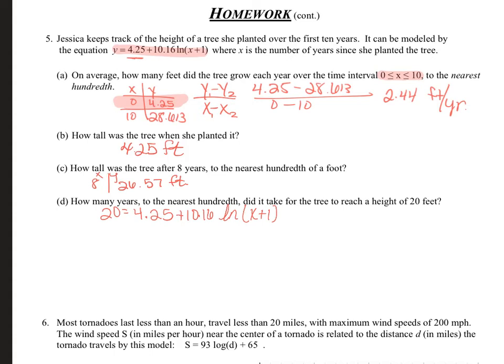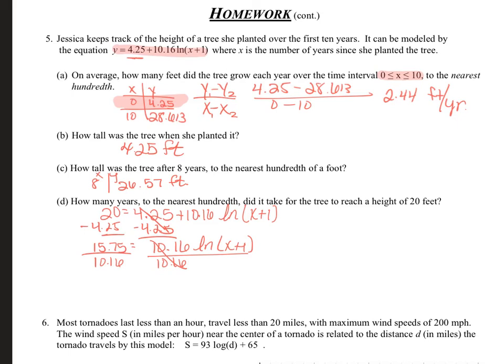So I'm going to subtract both sides by 4.25. It's going to give me 15.75. And then I have 10.16 natural log of x plus 1. Now you can't separate the x plus 1 that are attached to the natural log, but you can get rid of that 10.16 because that's 10.16 times the natural log, so that can certainly be separated. And when we divide that, it's going to depend on what kind of number we get.